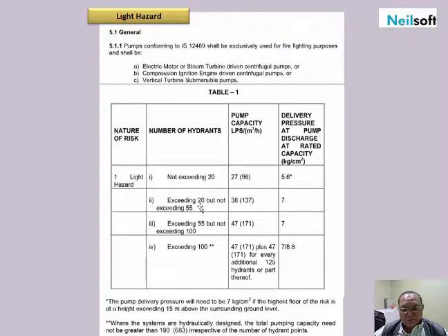Similarly, when it comes to exceeding 20 but not exceeding 55, this will apply with this pressure. In more than 55 and 200, this is applicable. And when it is exceeding more than 100, this will be applicable. Now there are the footnotes explaining this. The pump's delivery pressure will not exceed 7 bar if the higher floor of the risk is at a height exceeding 15 meters above the surrounding ground level. What we see here, this asterisk, this will be applicable over here.